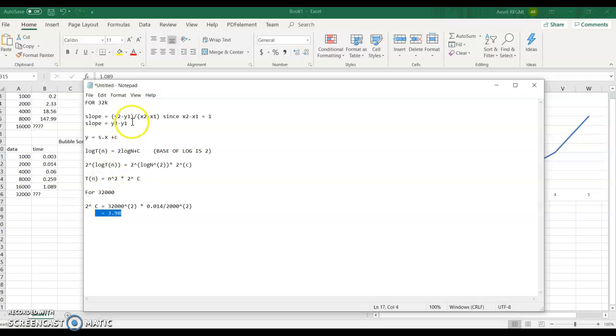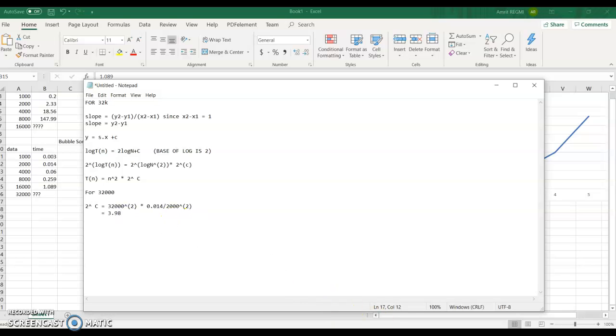Here we did slope, y2 minus y1 by x2 minus x1, since x2 minus x1 is equal to 1, because 2k minus 1k is 1. Also the slope is y2 minus y1. Here for 32,000 we use 32,000 to the power n squared, and 0.014 divided by 2000 to the power 2, which we get 3.98.